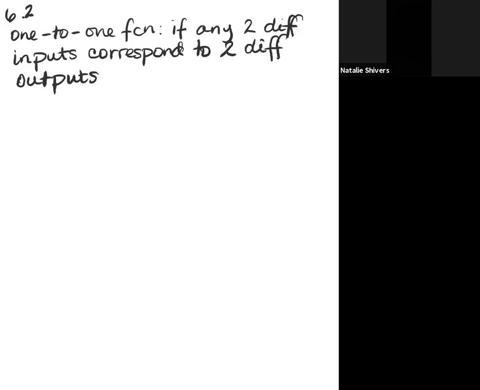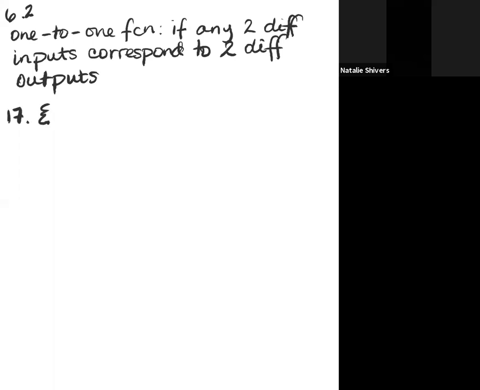So we have functions that can only have x's that are different, that can't repeat. One-to-one functions also have y's that also cannot repeat. So the same thing happens. No x's can repeat and no y's can repeat. So it's kind of nice for us to remember here.